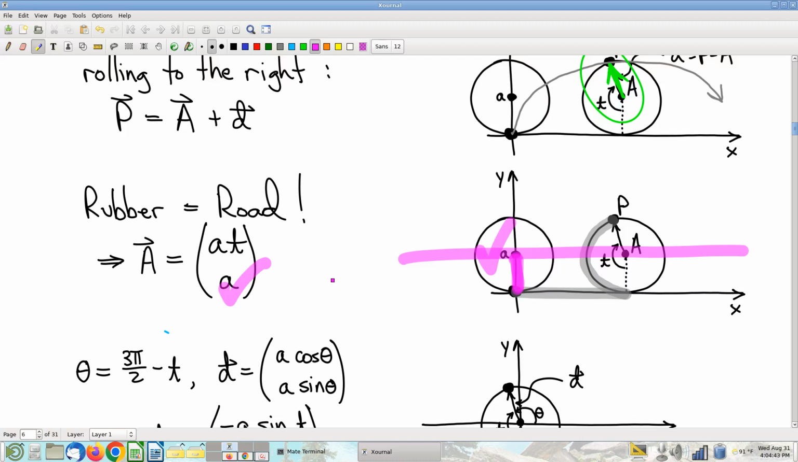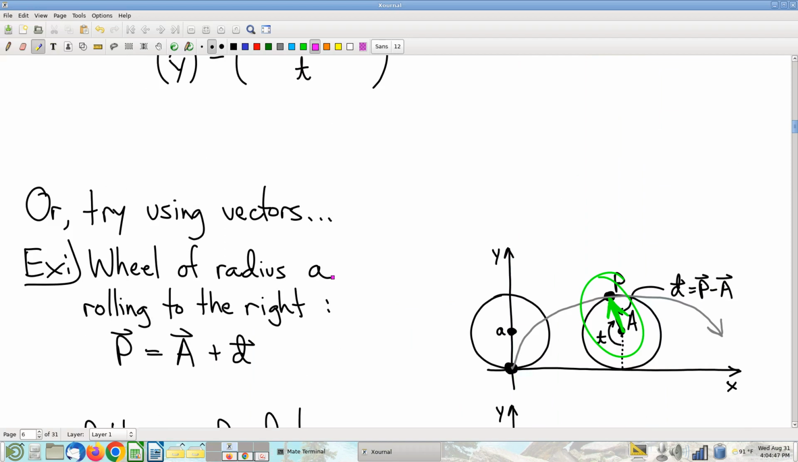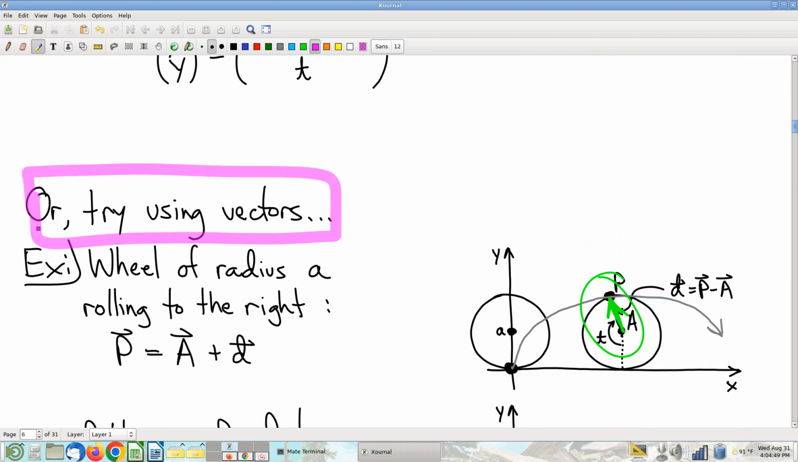All right. So, how often is it that you're going to need to take the curve that you're parameterizing and break it down into vectors? Well, it's a good tool for your toolbox.